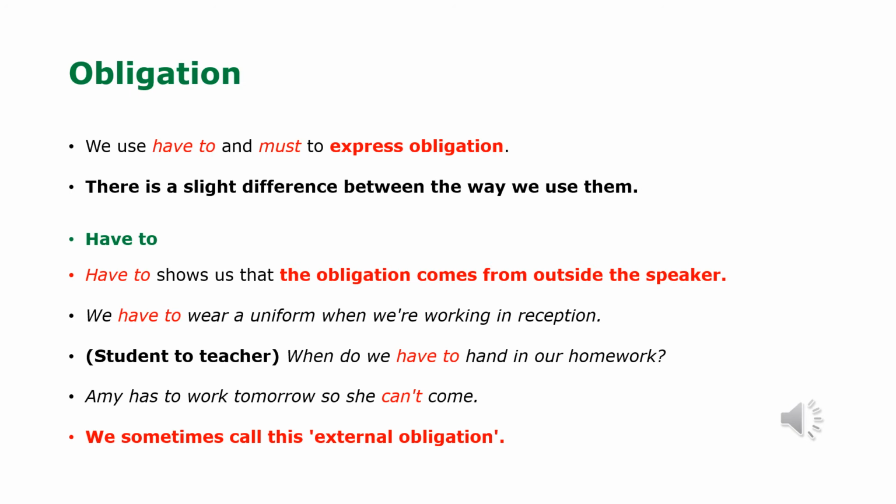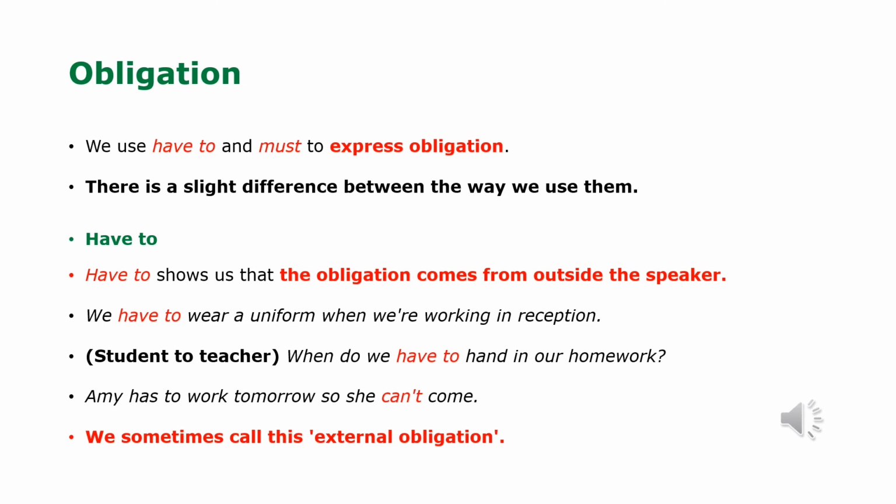Now, after we have finished talking about the permission and the prohibition, let's now move to talk about the obligation. We use have to and must to express obligation. There is a slight difference between the way we use them. Have to. Have to shows us the obligation comes from outside the speaker. It's not from the speaker himself or herself.